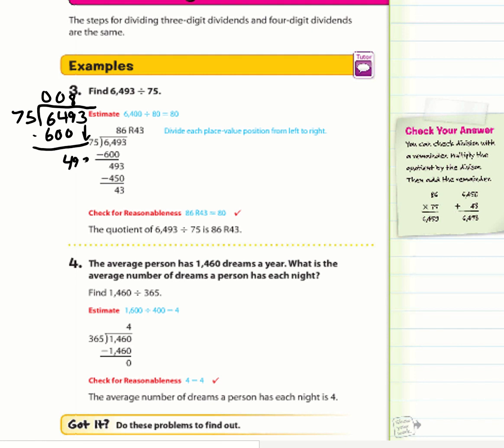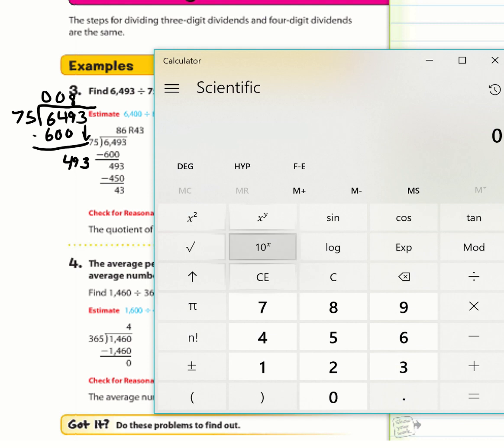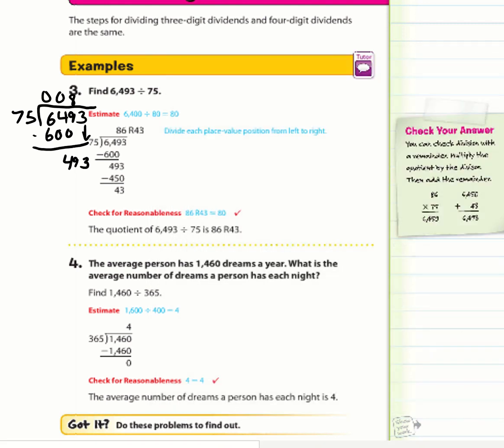I'm going to bring down. That's going to be 3. And now I repeat. 75 goes into 493. I believe it's going to be 6 times. Let me see. 75 times 6 is 450, yes. So it's going to be 6 times, and that's 450, and after I subtract, that's going to be 43. I can no longer bring down, so I go to my remainder, and I get remainder 43. So just remember: divide, multiply, subtract, bring down, and repeat.